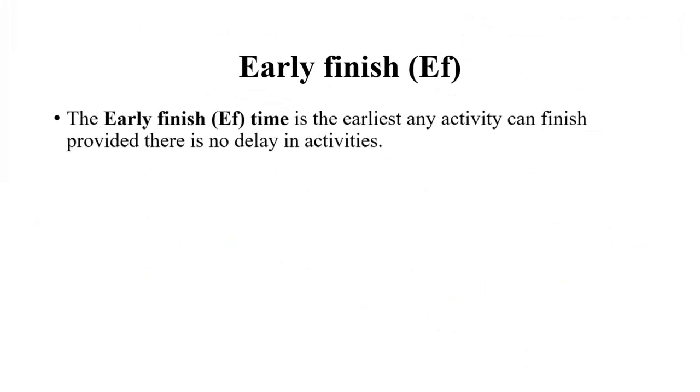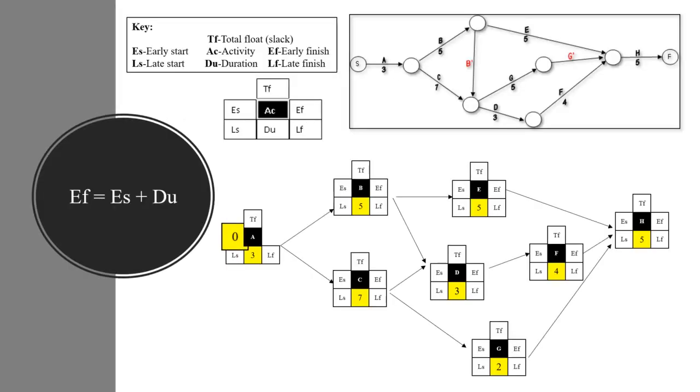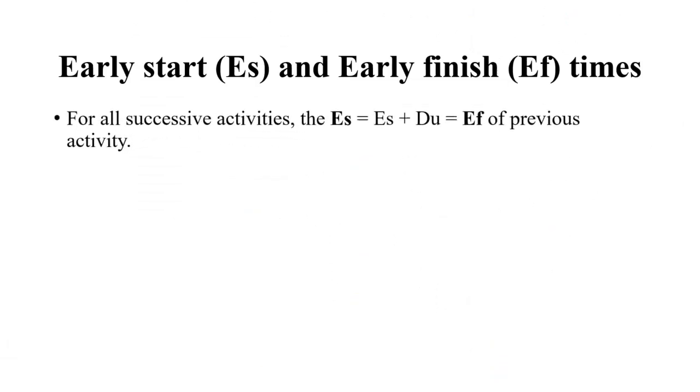Next one, early finish. This is the earliest any activity can finish, provided there is no delay in activities. The formula for that: early finish is equal to early start plus duration. After the starting activity, the early start time is equal to the early finish of the previous activity. That basically means that the early start would be equal to the early start plus duration of the previous activity. Let me show you what I mean.